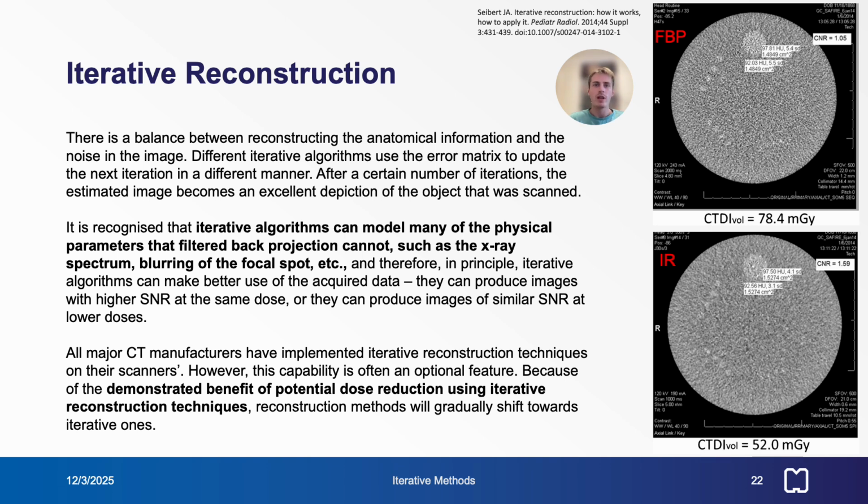So in principle, iterative algorithms can make better use of the acquired data by producing images with high signal to noise ratios at the same dose, or they can produce images of similar signal-to-noise ratios at lower doses. And as shown in the example on the right, using a lower dose, the image obtained has a better contrast-to-noise ratio. And all major CT manufacturers have implemented iterative reconstruction techniques on at least their newer scanners.